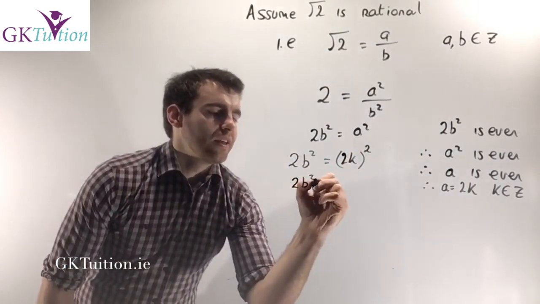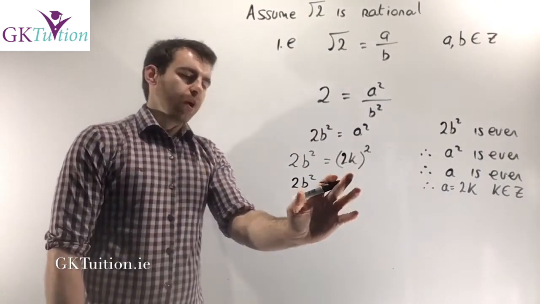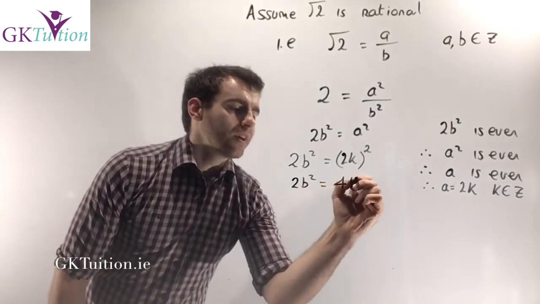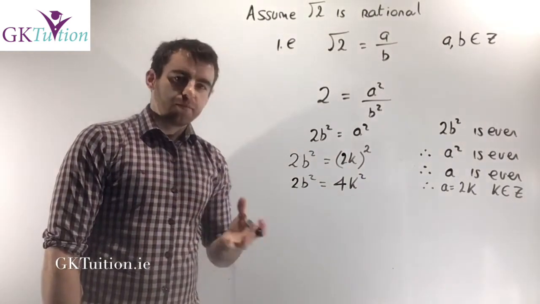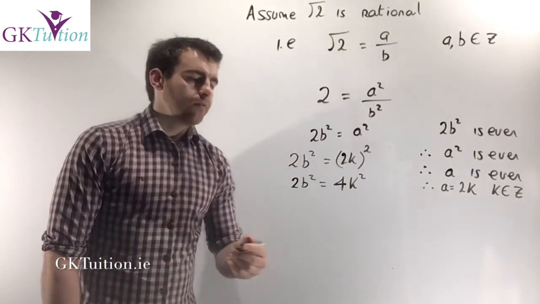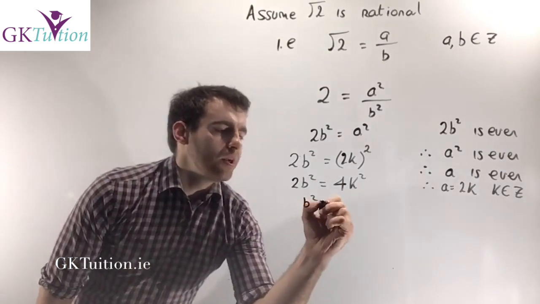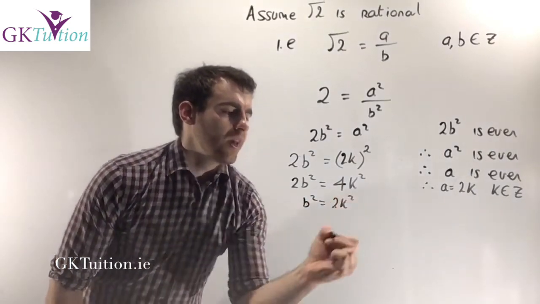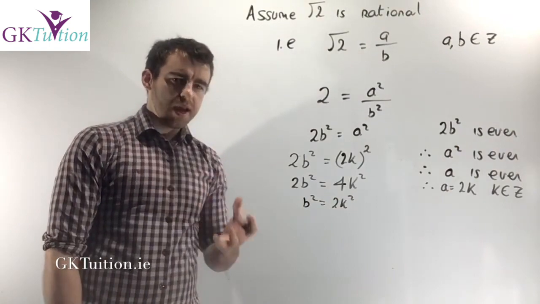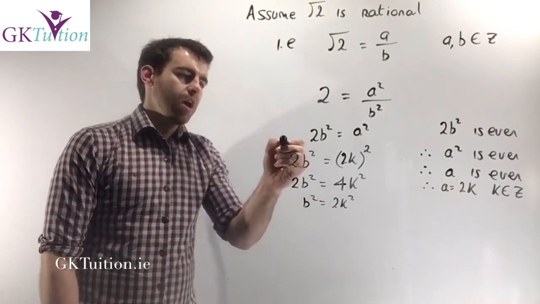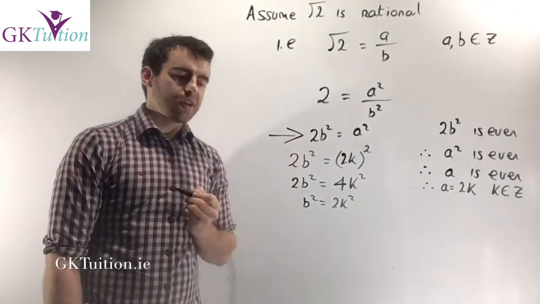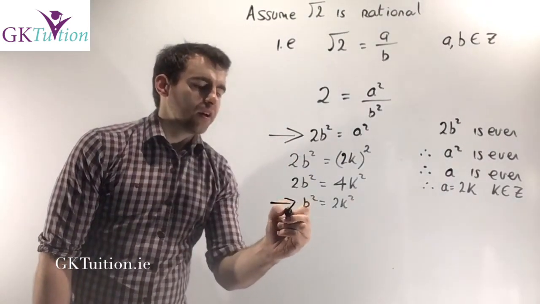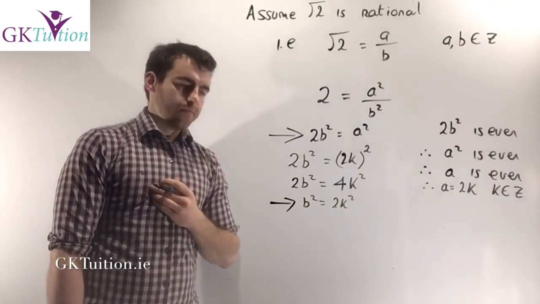So the left-hand side stays the same. 2k multiplied by 2k gives me 4k squared. Now in order to simplify this, I can divide both sides by 2. And if I divide both sides by 2, I can say that b squared is equal to 2k squared. Now this is the really interesting bit. Notice the similarity between what I have here, 2b squared equals a squared, and what I have here, 2k squared equals b squared.